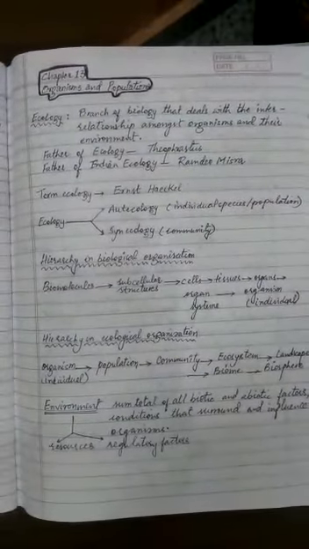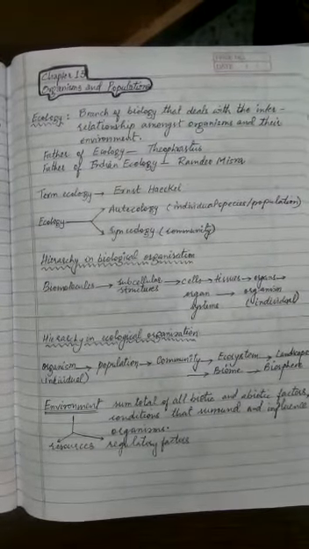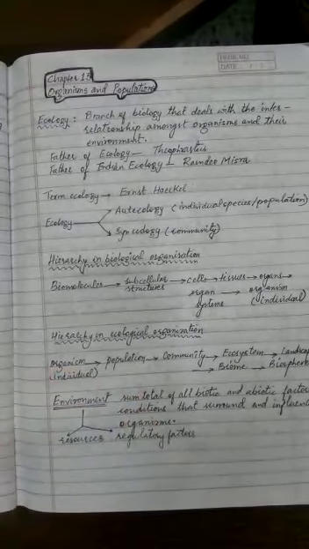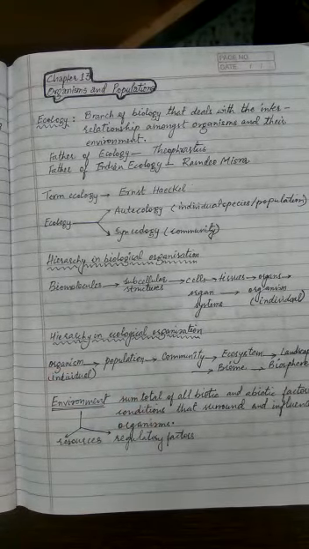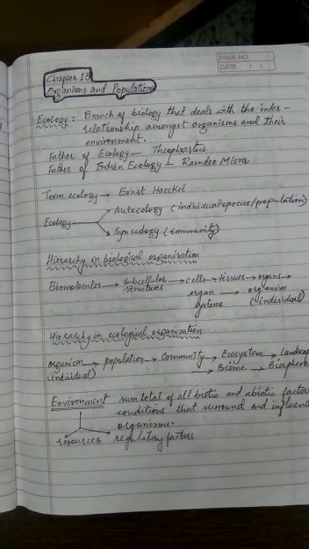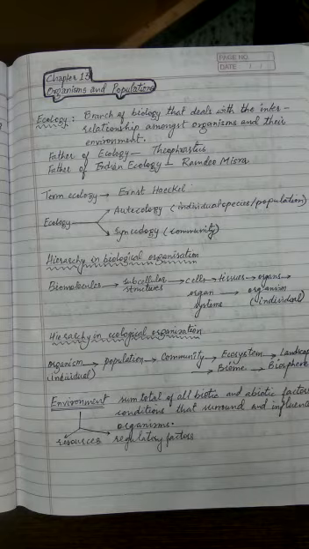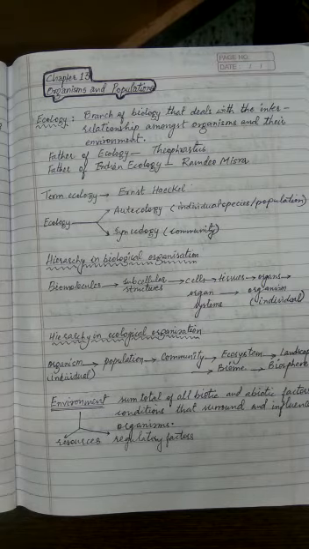So let's begin with the notes itself. The first point is ecology. Ecology is the branch of biology that deals with the interrelationship among organisms and their environment. Now, who is considered worldwide as the father of ecology? Theophrastus. Remember, he is also considered the father of botany. The father of Indian ecology is Ramdev Misra. It is mentioned in the NCERT book also. Then the term ecology was used for the first time by Ernest Haeckel. Then ecology is of 2 types, autecology and synecology.